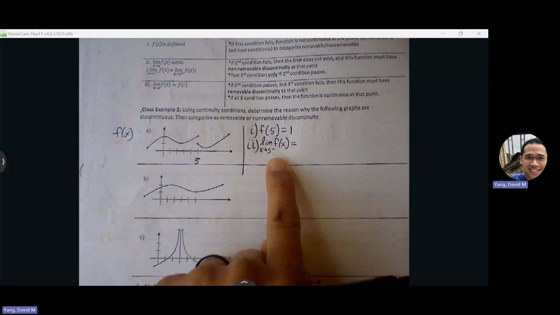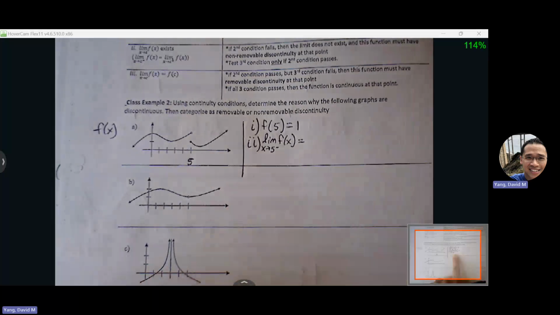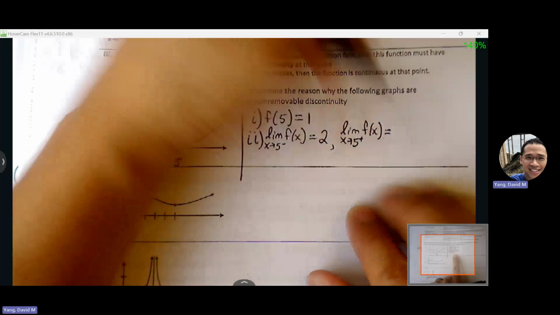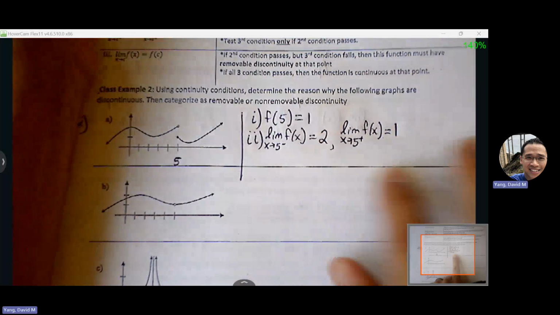What's the limit as we approach 5 from the left side of 5? 2. Okay, so let's write that down. And then limit as x approaches 5 from the right side of 5. Don't forget, write the f of x. That's equal to 1. Therefore, the limit doesn't exist.